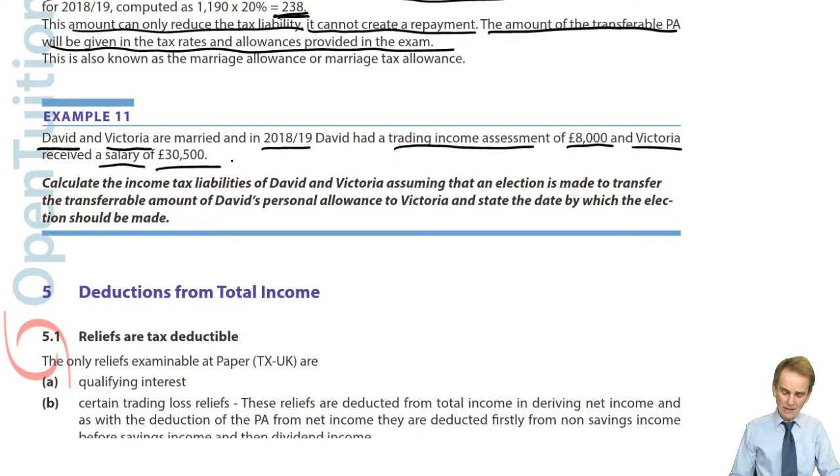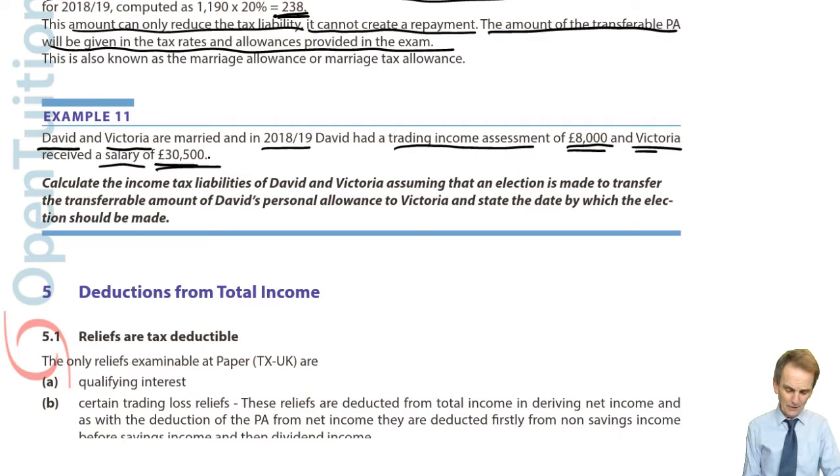So David has his trading income assessment of £8,000. Therefore, if he transfers the £1,190 of his personal allowance, he'll still be left with 90% of that personal allowance, which is more than enough to still cover his £8,000 of income. So he was a non-taxpayer before the election, he's still a non-taxpayer after the election. It hasn't cost David anything to give up that £1,190 worth of personal allowance.